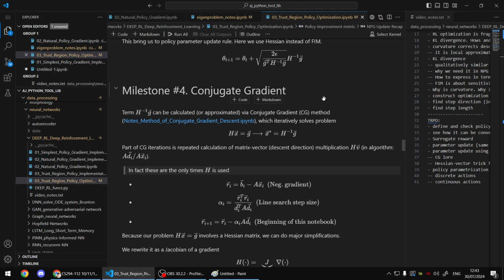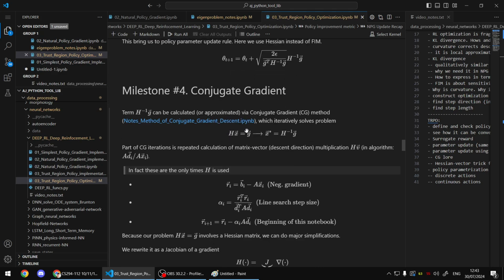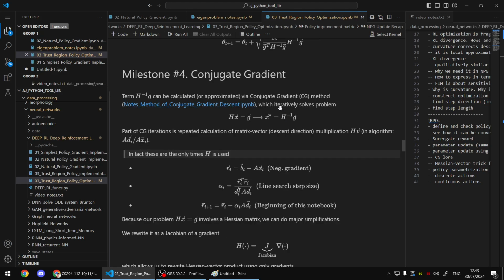Of course, you can do the same as we did in natural policy gradient and just invert it. But this is one of the central ideas of how you would actually implement a policy where we have a lot of parameters. And here we will make a huge tangent into conjugate gradient.